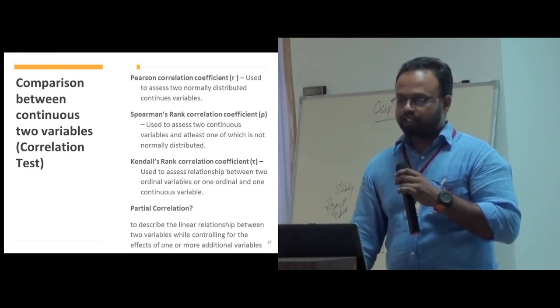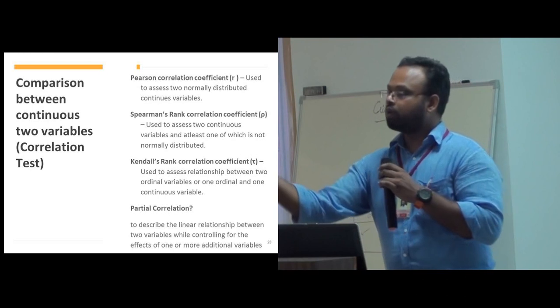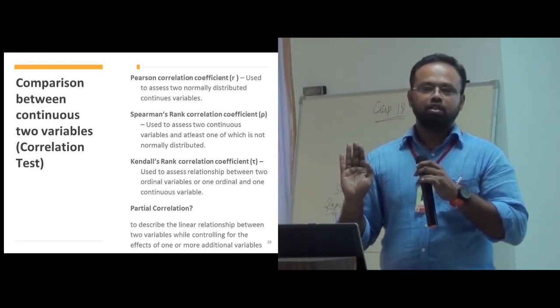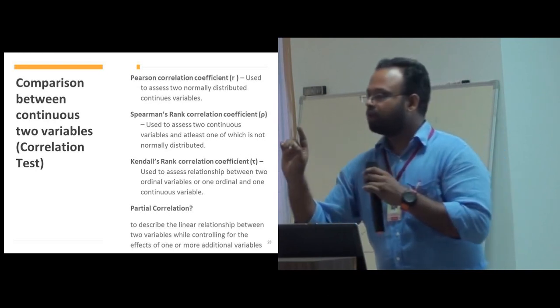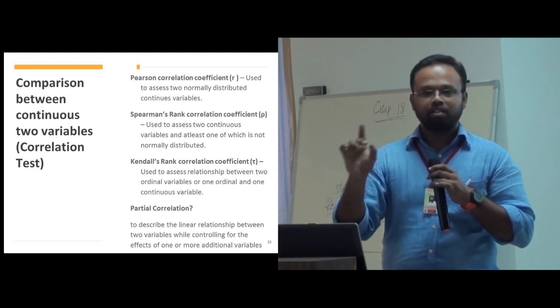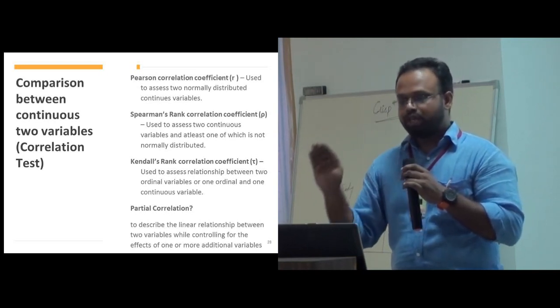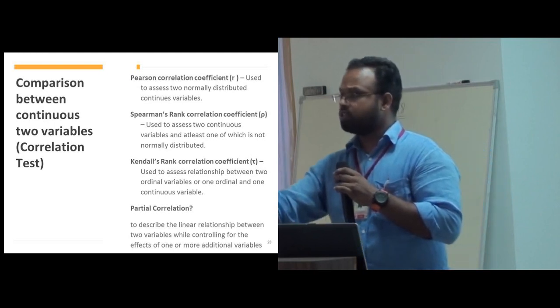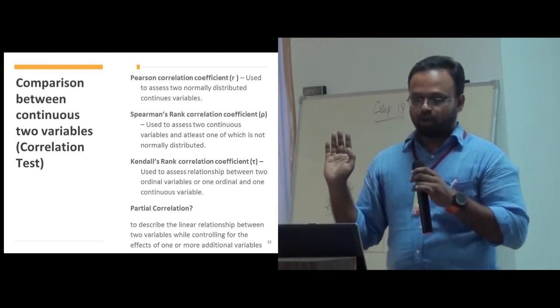We have three correlations. When to use which? When the two continuous variables are normally distributed, use Pearson correlation. Pearson, that P is for Pearson. Pearson has made lots of contributions to statistics. So, the Pearson correlation coefficient. When one variable is not normally distributed, use Spearman's rank correlation test.